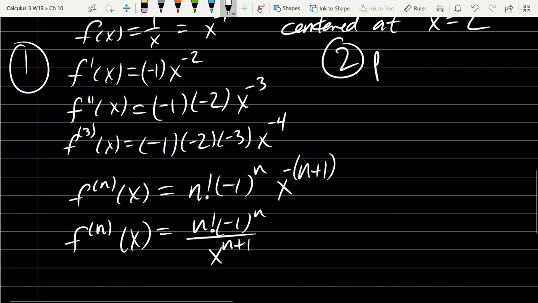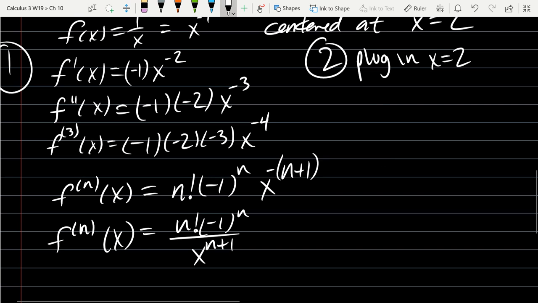Step 2, plug in x equals 2 for our x's. This is probably the easiest step. However, because it's so easy, sometimes you may forget and skip right over it. So make sure that you do not do that.